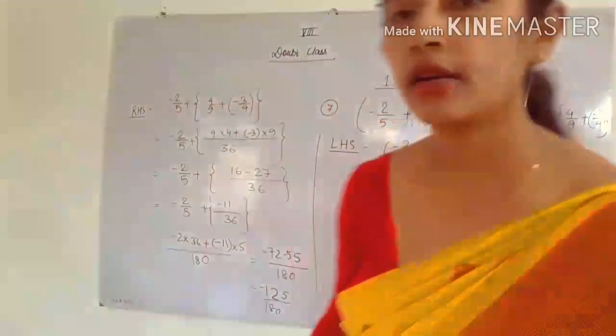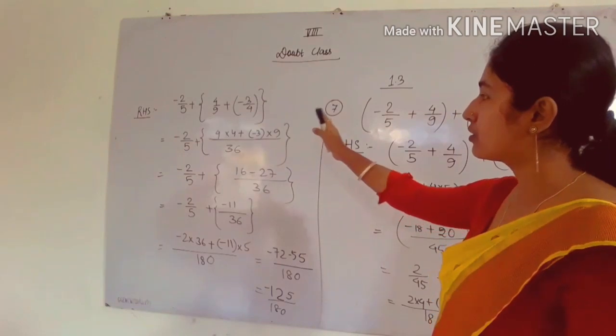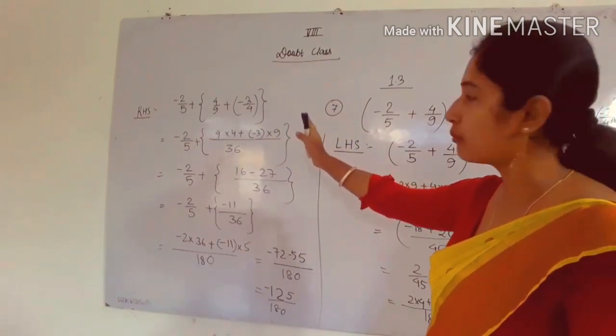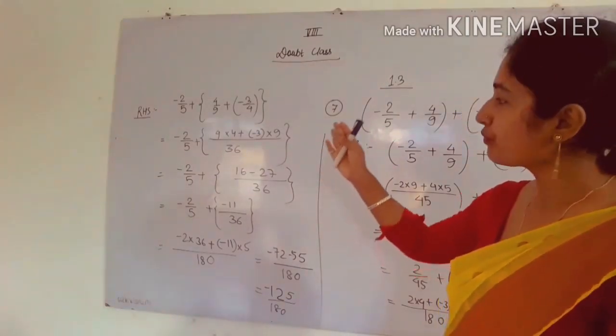Now come to the right hand side part. See the right hand side part. Again you have to solve the bracket first. We have this bracket in the second position, that means in the second term. We can say it as the second term.